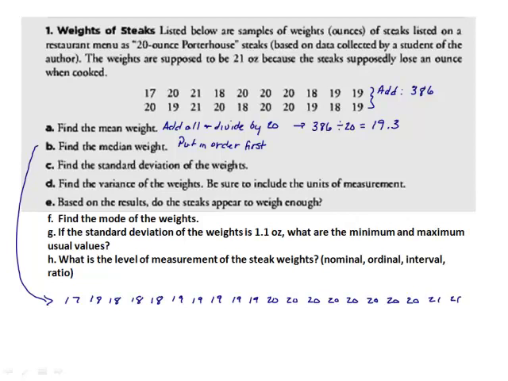Now to find the median, we know we have 20 values. That's an even number. That tells us that we have to take the 2 middle values and average them. Well, the 2 values in the middle would be the ones in the 10th position and the 11th position, which turn out to be 19 and 20. So to average those, we add them together and divide by 2, and that's going to give us 19.5 for our median.